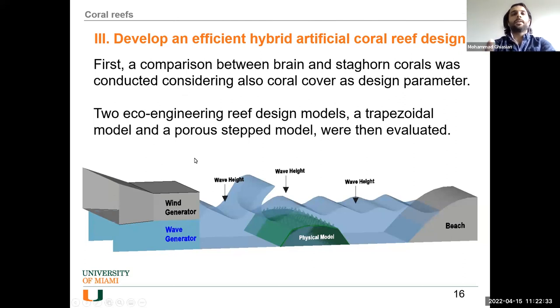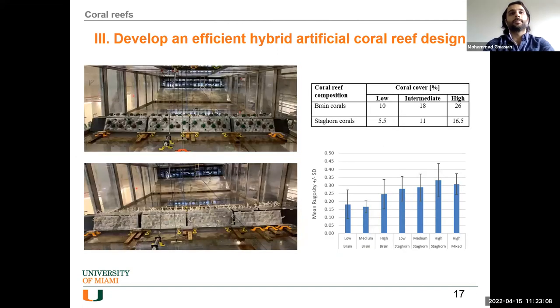And then after that, we wanted to have more enhanced wave energy dissipation. So we incorporated two eco-engineering reef designs besides the coral that we have at the top of the structure in order to further dissipate wave energy and get more optimized performance. The testing methodology was again similar. We had the water measurements in order to calculate our wave heights, and then calculating the wave energy dissipation and calculating the wave transmission rate.